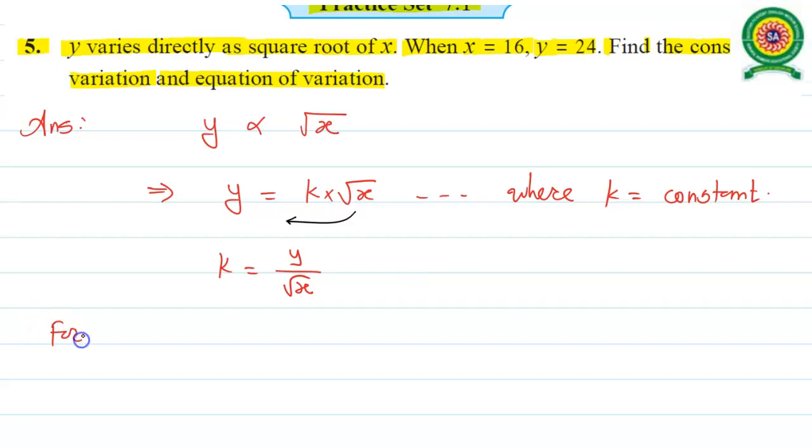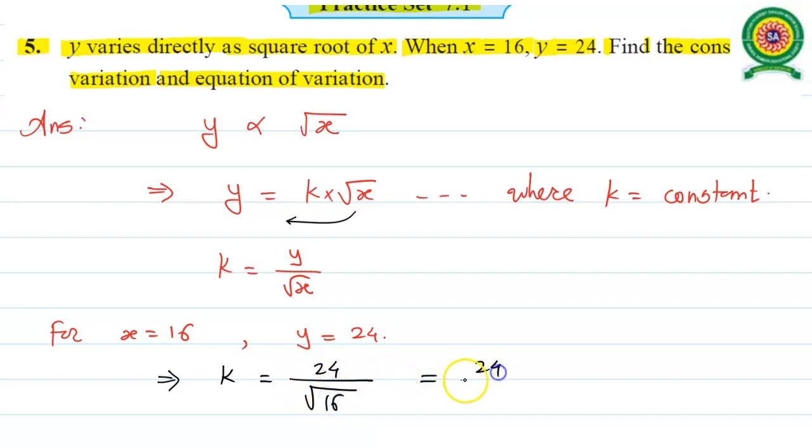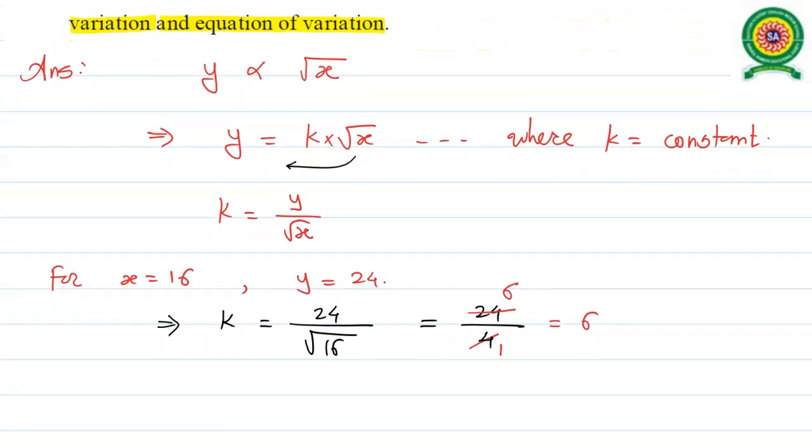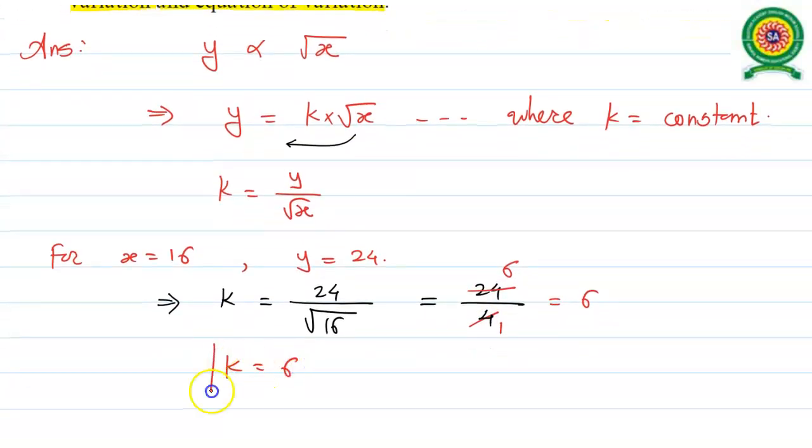So, as given, to evaluate the proportionality constant, or the constant of variation k, we have that x is equal to 16 when y is equal to 24. So I am writing, for x equal to 16, the y value is 24. Replace in the equation: k is equal to y, which is 24, divided by the square root of x, which is 16. Now the square root of 16 is 4. Everyone knows 4 sixes are 24. So the value of k is 6.